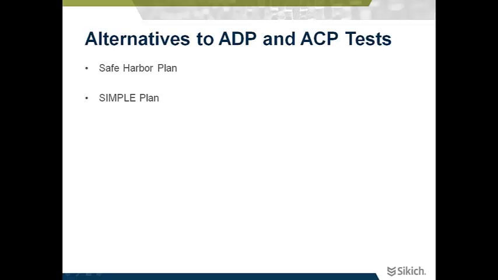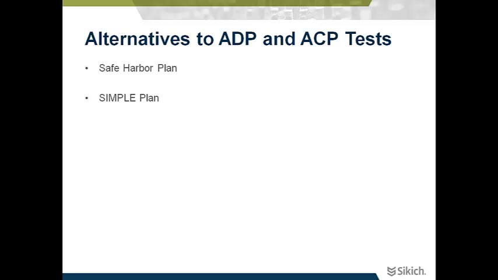There are two design-based alternatives that would allow plan sponsors to avoid the non-discrimination tests, and that is the Safe Harbor plan and the Simple plan. So this is one way that an employer can avoid testing. And by adopting a design-based safe harbor alternative, they can also avoid the administrative costs of the ADP and the ACP tests. But they do have to factor in the required contributions.